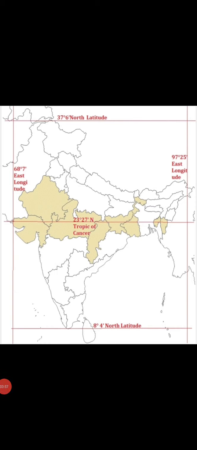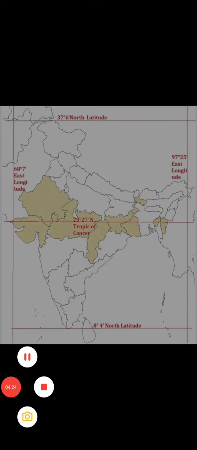The Tropic of Cancer divides India into two equal parts. It passes through 8 states of India. The names of the states are Gujarat, Rajasthan, Madhya Pradesh, Chhattisgarh, Jharkhand, West Bengal, Tripura and Mizoram.